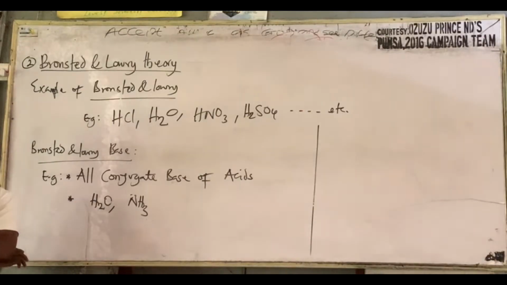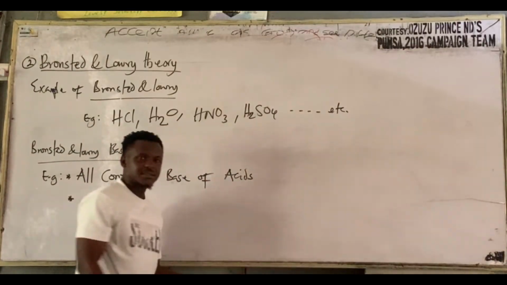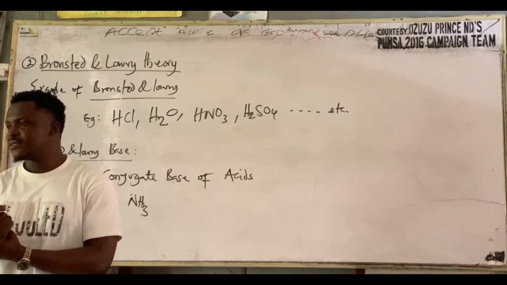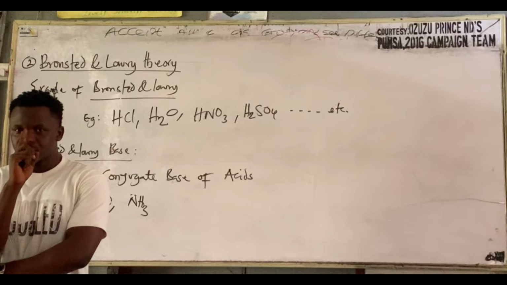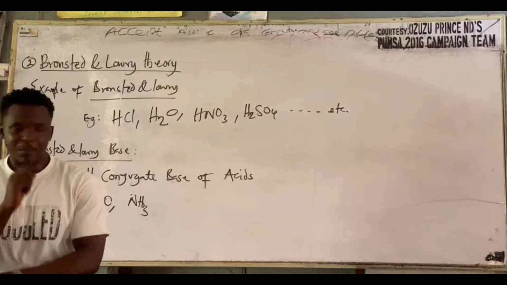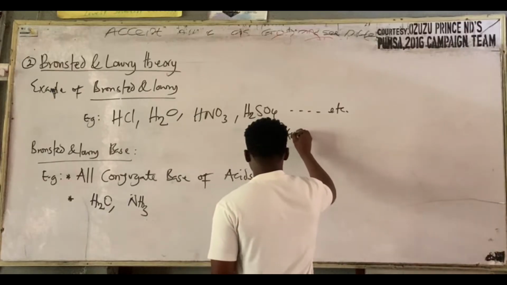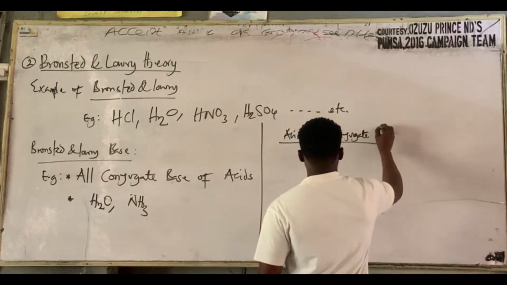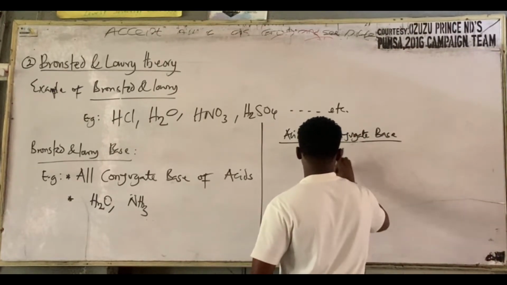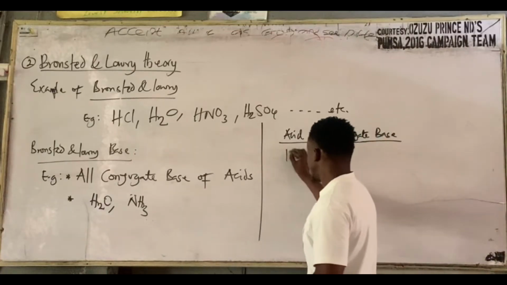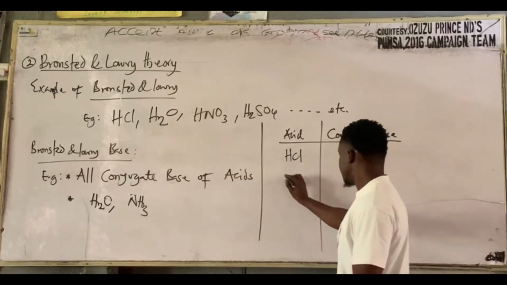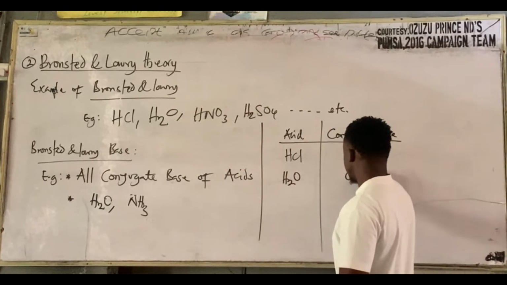Now, what is a conjugate base? That's the big question now. Listen, a conjugate base is actually a species, right? It's a species that is formed when an acid has lost just one proton. When an acid has lost what? Just one proton. For example, we have the conjugate bases. We have HCl; the conjugate base of HCl is what? Cl minus. We have H2O; the conjugate base is what?